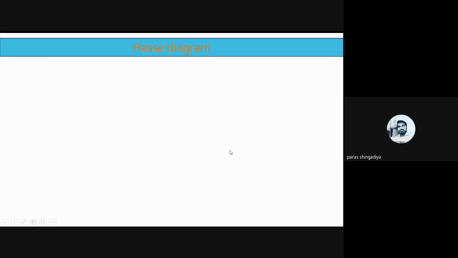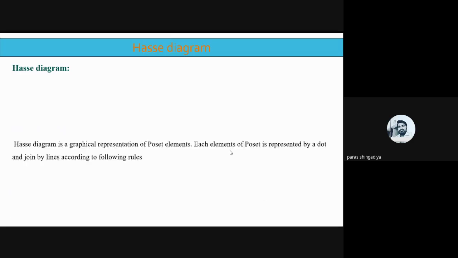So last week we discussed the topic of Hasse diagram. Let us quickly revise this topic, and then afterwards we'll discuss the next concept of this unit. Hasse diagram. So how can we define a Hasse diagram?